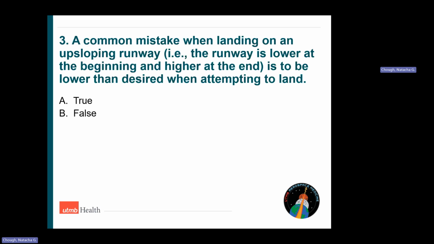Question 3. A common mistake when landing on an upsloping runway, that is, the runway is lower at the beginning and higher at the end, is to be lower than desired when attempting to land. True or false? The correct answer is true. Remember, if you feel too high, but importantly, you are actually not too high, you will push the nose of the aircraft down in an effort to lose altitude. This will result in coming in too low for your landing.